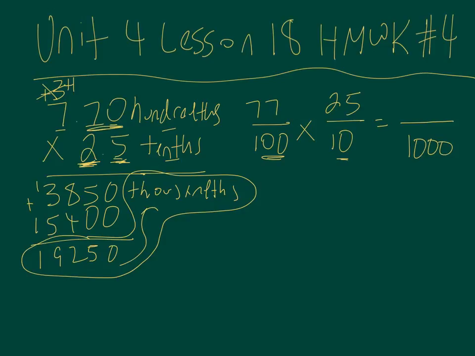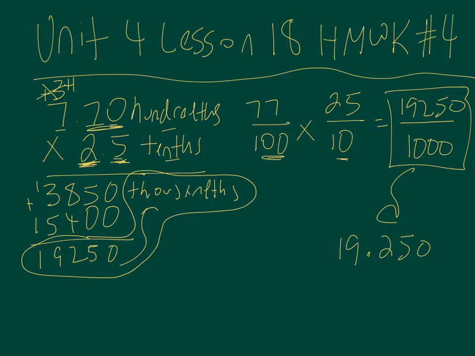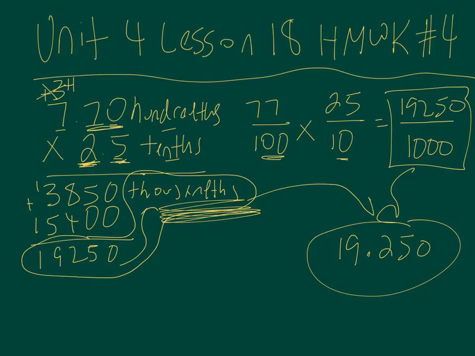Okay, so now that I know that, I'm going to put 19250 here. And I'm going to take this fraction and write it as a decimal. Now, we talked in class, how do I know where to put the decimal point? Well, thousandths is what our unit is, so we must make sure that we have 3 numbers after the decimal point. So we know that the decimal point must go right here. And these two answers match.